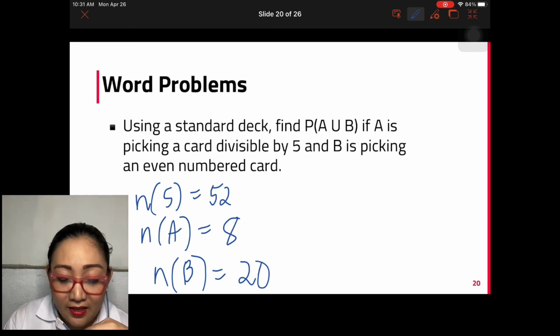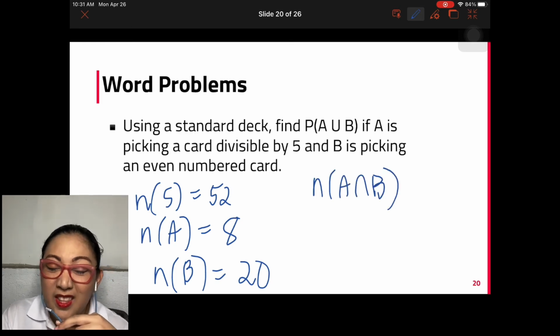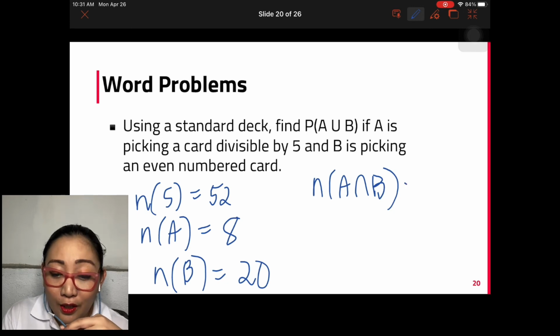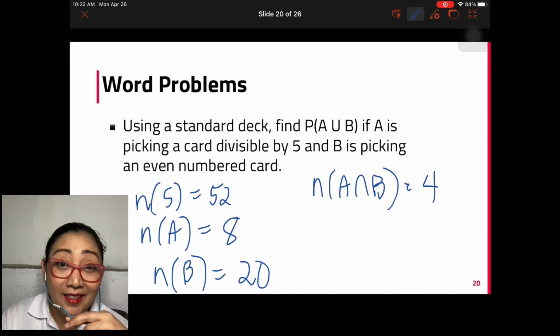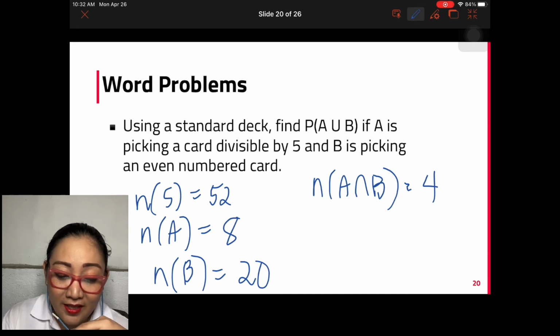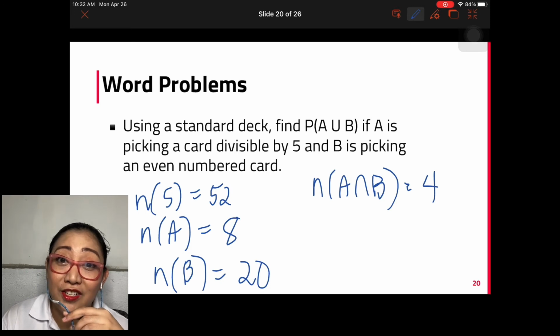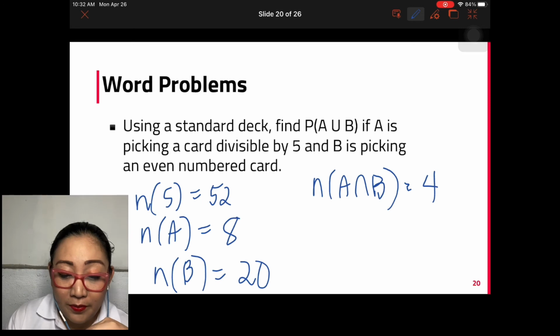Okay? And then of course, we're going to look at yung intersection nila. Kasi, is this mutually exclusive or not? Hindi po. Kasi meron silang intersection. At ano yun? Yung mga tens. So there is an intersection of 4 elements. Yung apat na tens. Okay? Kasi, it is divisible by 5 and it is an even number. Kaya siya nandyan. Alright?